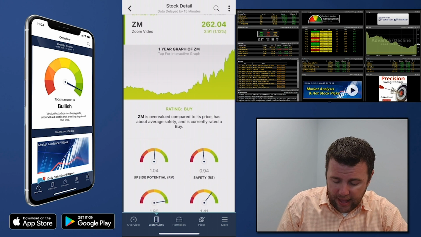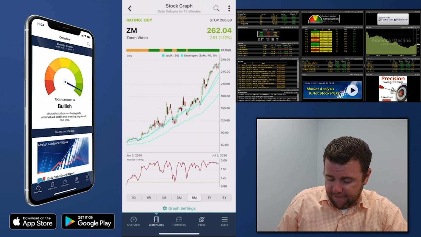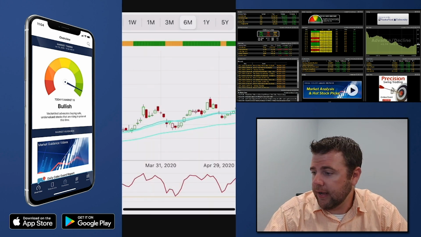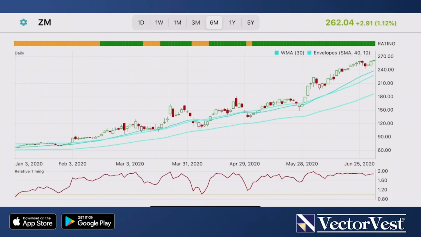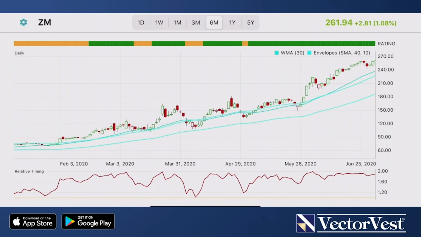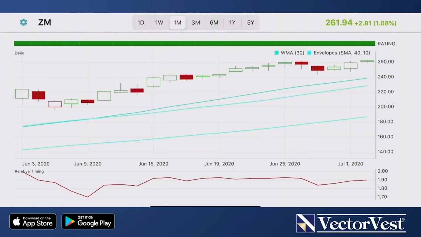All right, so we talked about that. Let's get into Zoom. Let's look at the graph. Go ahead, swing this over here. So we have a nice steady rise in price from bottom left to upper right. RTs staying above 1. Everything's looking pretty good. Let's go ahead, zoom in. Let's say 1 month.